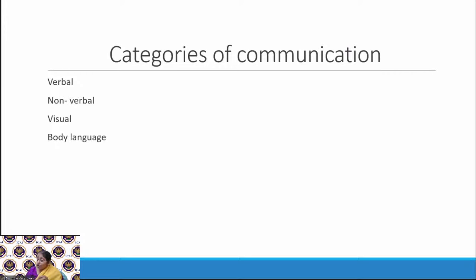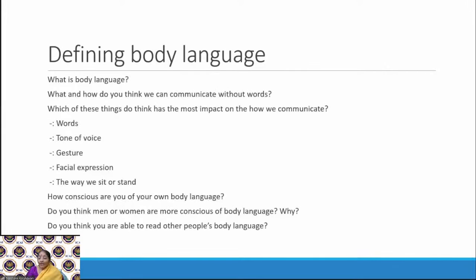When something is beautiful, that's visual. When you have a graph, when you have signals, that's visual. Body language is the mannerisms that you make with your body for communicating. Now define body language. Now let me tell you, the definition of body language will not be tested. This is just for your understanding.